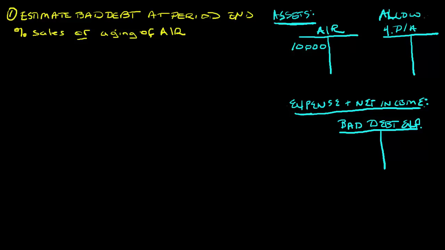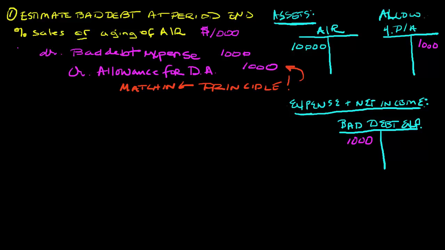The ones we've talked about in class were the percentage of sales and the aging method, the aging of AR method. There's also the percentage of receivables method.